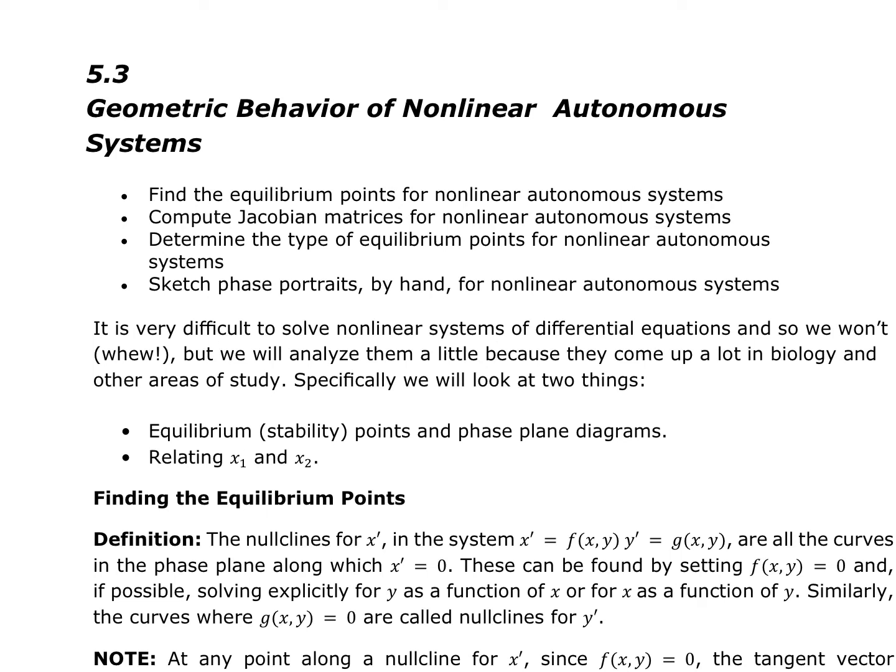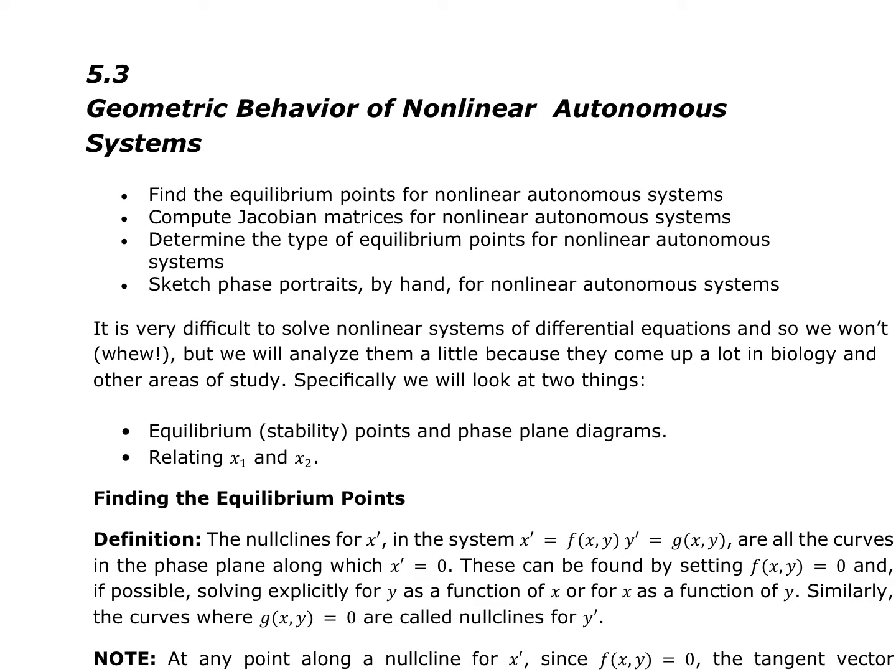In this video, we're going to look at geometric behavior of nonlinear autonomous systems. We're going to find the equilibrium points for nonlinear autonomous systems. We're going to compute the Jacobian matrix. And if you're in my Calc 4 class, you're like, woo, Jacobian, how exciting. Determine the types of equilibrium points for nonlinear autonomous systems. And we're going to sketch phase portraits by hand for nonlinear autonomous systems.